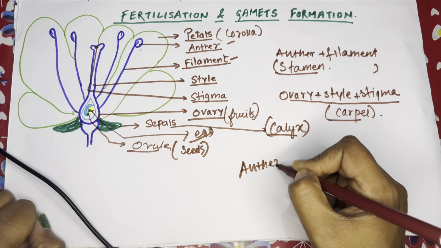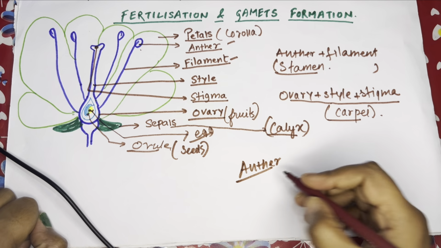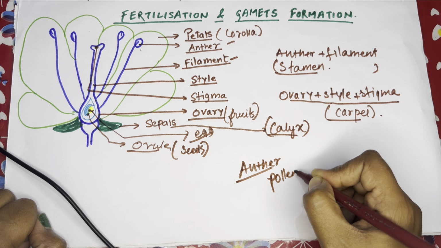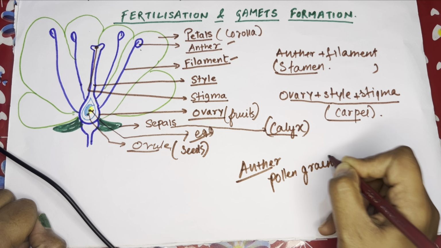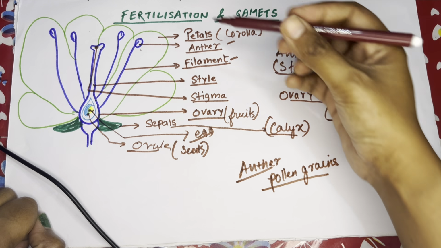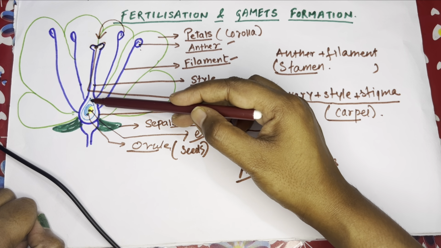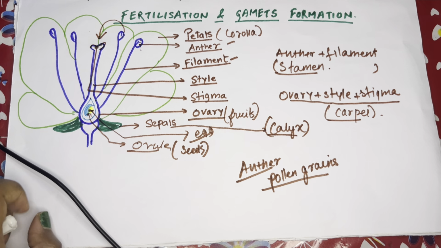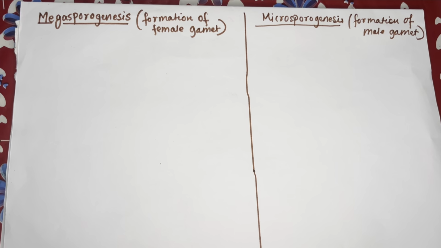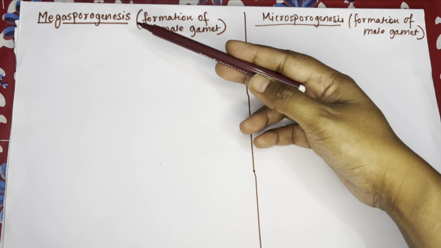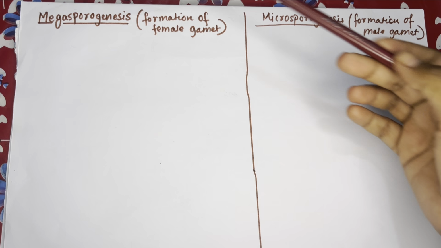Anther is very important because this portion contains the pollen grains, or the male gametes, inside the anther. The stigma is also very important because the pollen grains from the anther fall upon the stigma, then enter through this part and reach the egg in order to fertilize the egg. So our next topics will be megasporogenesis and microsporogenesis.